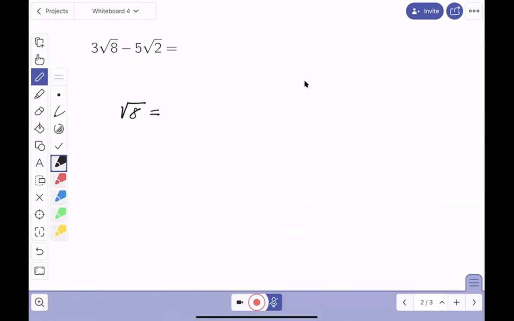it contains a perfect square factor, which is 4 times 2. The square root of 4 is 2. So it's 2 root 2. Let me write that down. So I get 3 times, well, the square root of 8 is 2 root 2s. Let me write that down.